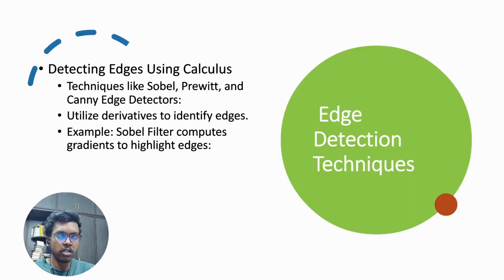Moving forward, let's talk about edge detection techniques. I know I've used this word at least 3 times, edge detection. So let's actually find out what it is. It's a technique like Prewitt and Sobel, which uses Canny edge detection, utilizing derivatives to identify edges. So basically, we use derivatives to find the edges.